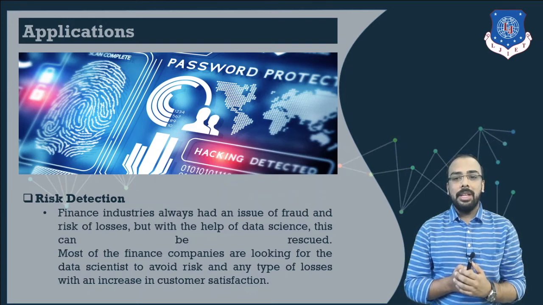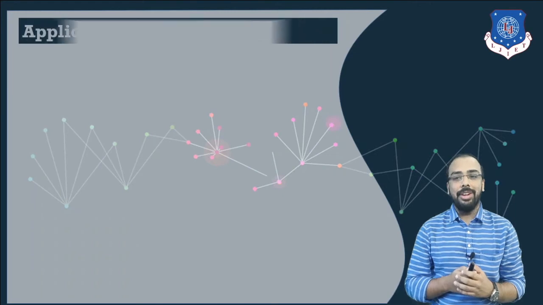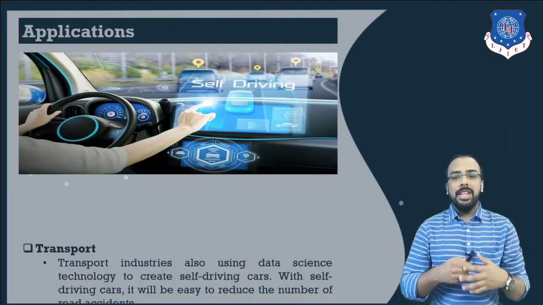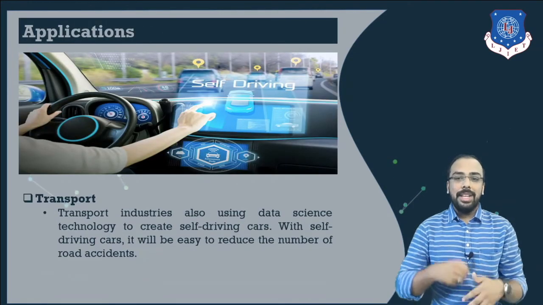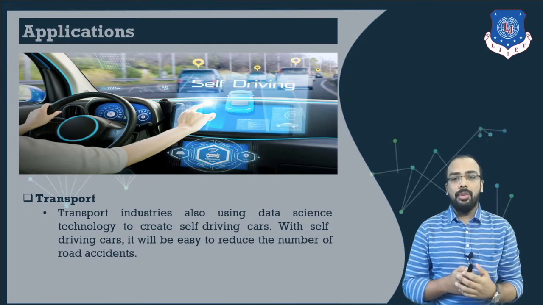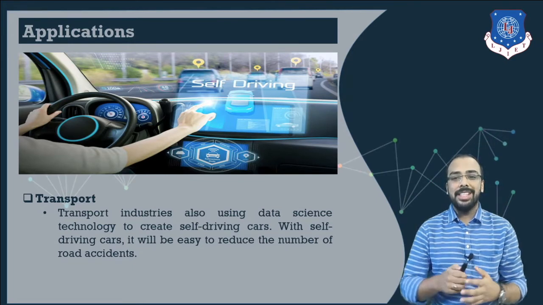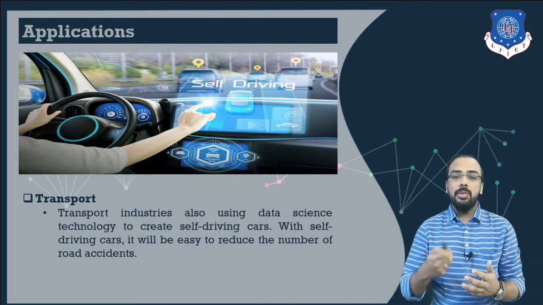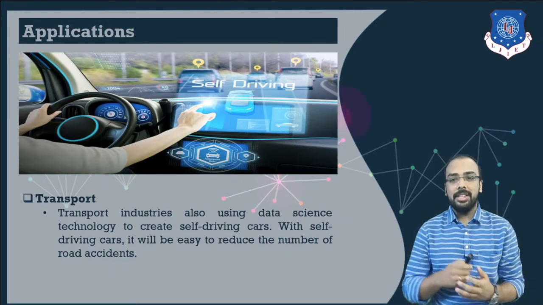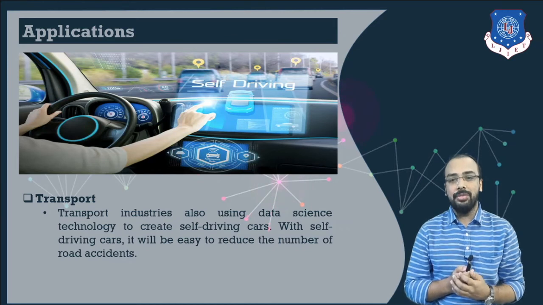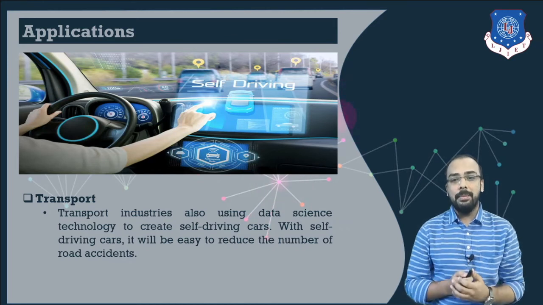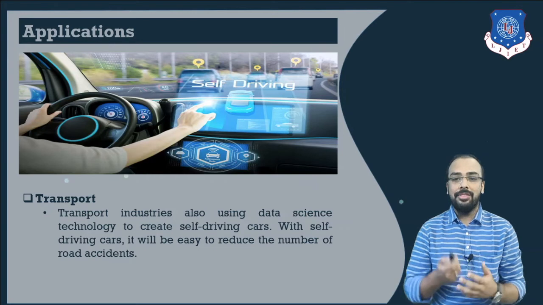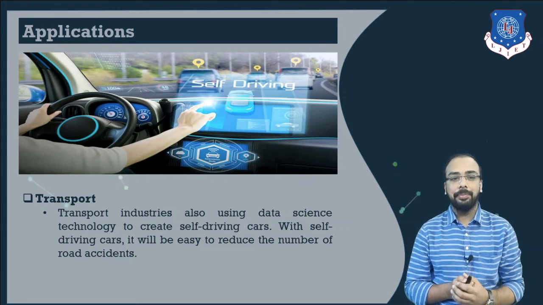The next application of data science is travel, or transport. In today's era we have seen various self-driving cars available in the market, which use the concepts and applications of data science. One example of such an automated, self-driving car is Tesla.